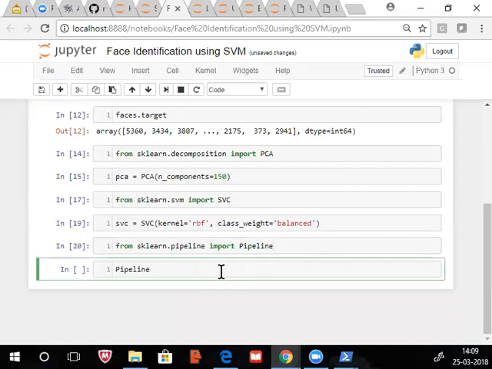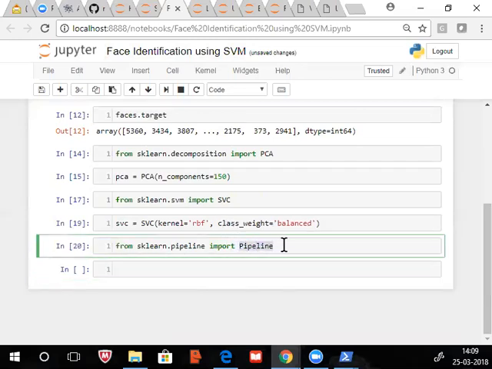Otherwise code writing becomes very messy. You saw earlier it was very bug prone. There was one more feature in which you can apply different kinds of pre-processing to different columns. Data frame mapper. But that isn't supported in new versions. That's deprecated.